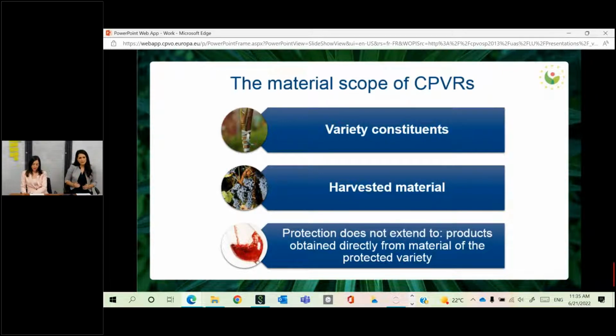On the second instance, it can be on the harvested material, so typically on the fruit and flowers of the species. Here we have a very nice example with grape. And finally, we have to consider that the protection does not extend to products obtained directly from the material. So the wine, in this case, or a strawberry jam, or any other derived product.